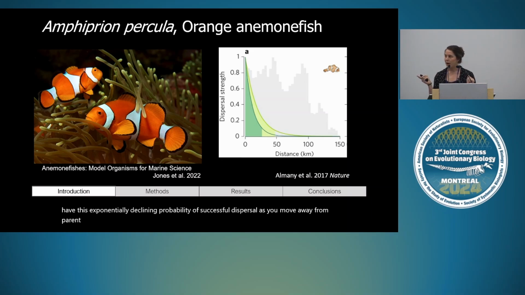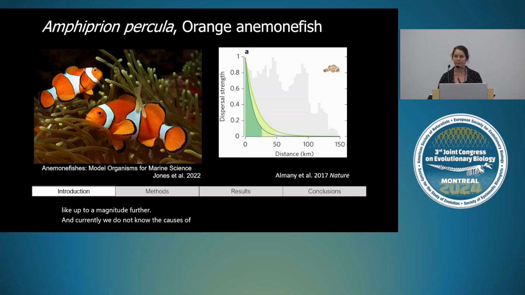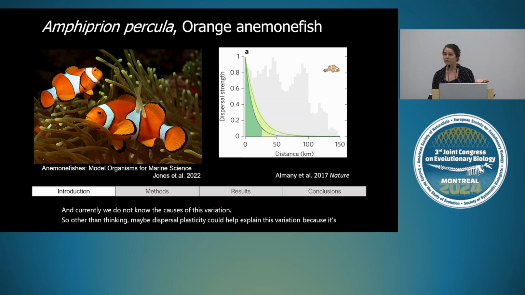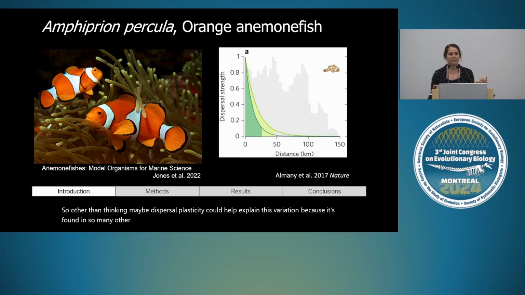But we see this wide variation. Some individuals are dispersing further, like up to a magnitude further. And currently, we do not know the causes of this variation. So other than thinking maybe dispersal plasticity could help explain this variation because it's found in so many other systems, we have other reasons to think it might be in the clownfish.